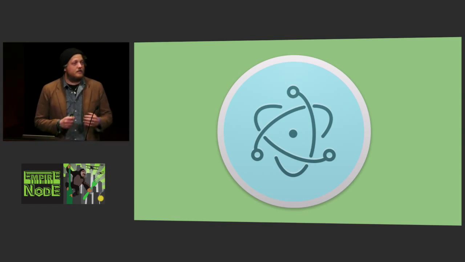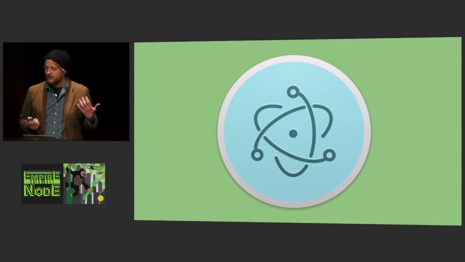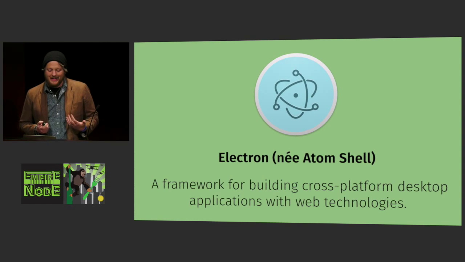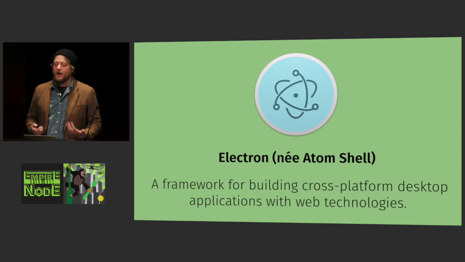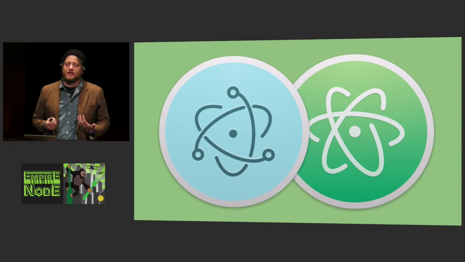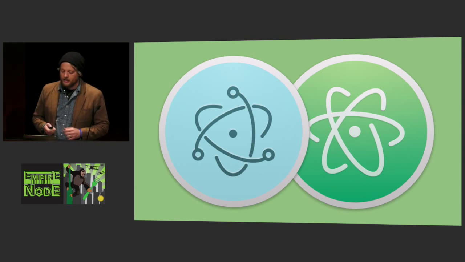It'll be really great. But we're gathered here today to talk a little bit about Electron. So I guess we should talk about what is Electron. Well, Electron, formerly known as Atom Shell, is a framework for building cross-platform desktop applications using web technologies. Most famously, it's the basis of the Atom text editor, along with some other applications that we'll look into later.